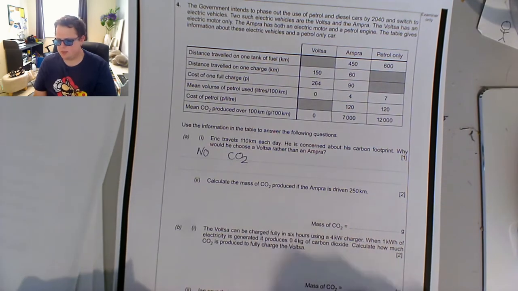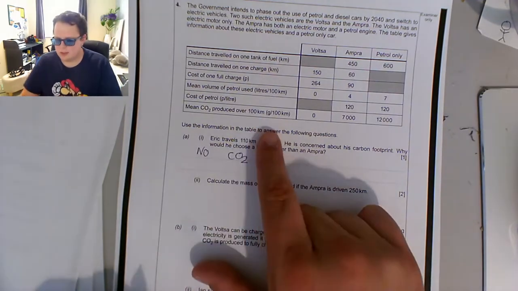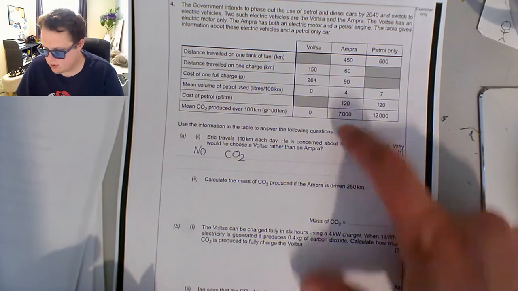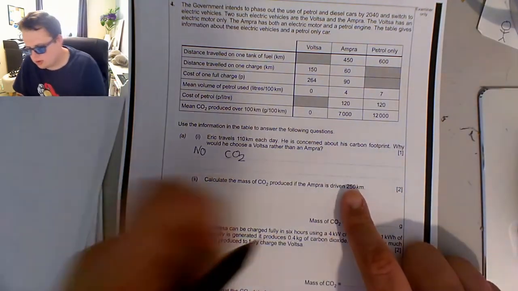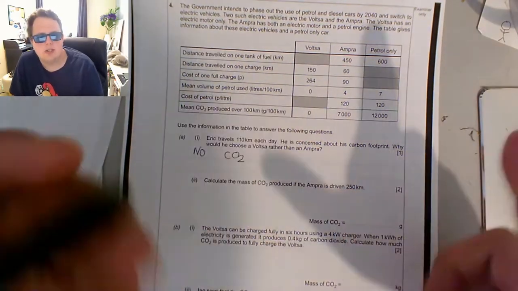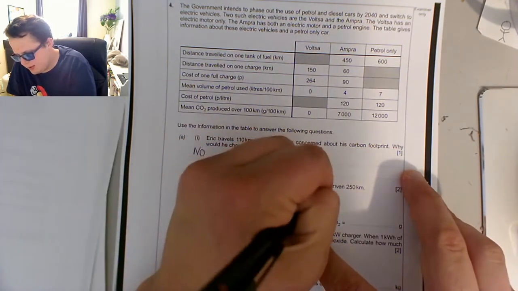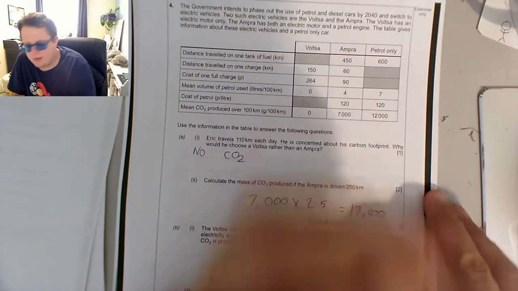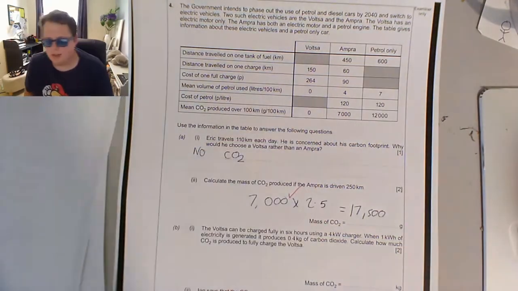Calculate the mass of the CO2 produced if the Ampera is driven 250 kilometers. Well, if you look, grams per 100 kilometers is 700 for the Ampera. Well, we are doing 250. So 250 in hundreds is 2.5. So we're just going to do 700 times 2.5 to get 1,750 grams.